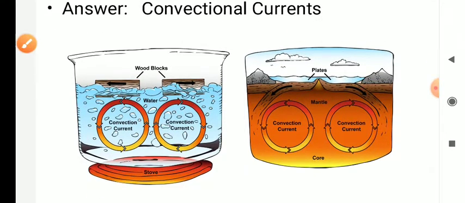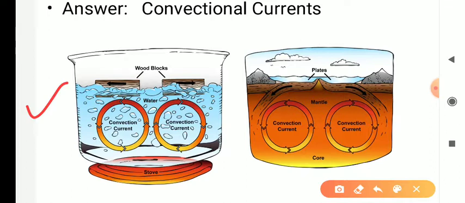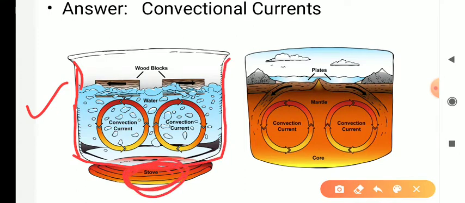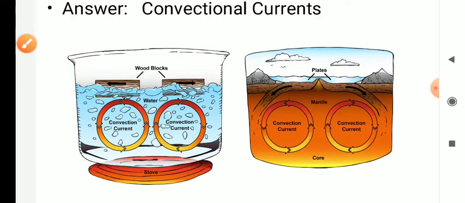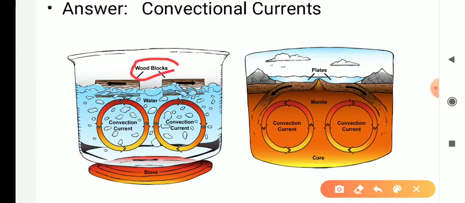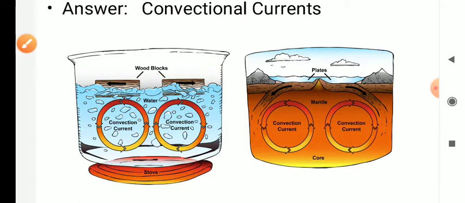This is a jar filled with water. On the downside you can see a stove, which means we are giving heat to the jar. Water is there, and two wood blocks are also there, this one and this one. Now when we start heating the water, will the wooden blocks move or not?